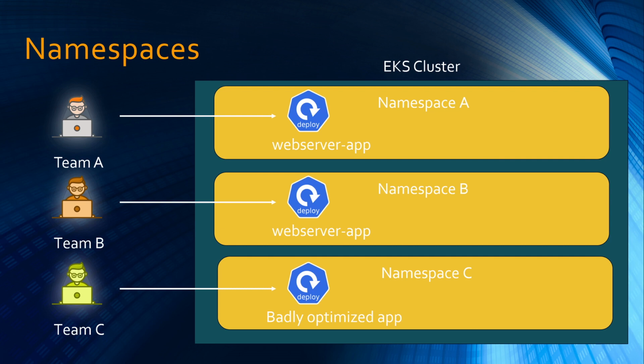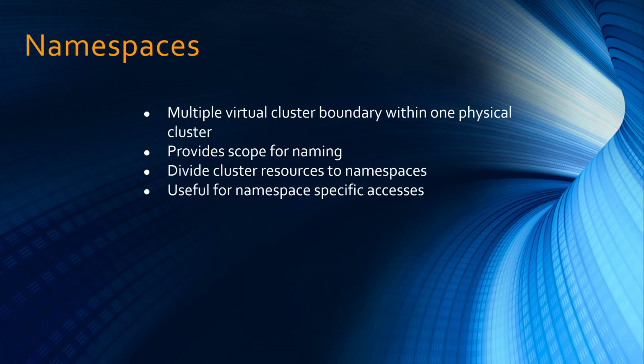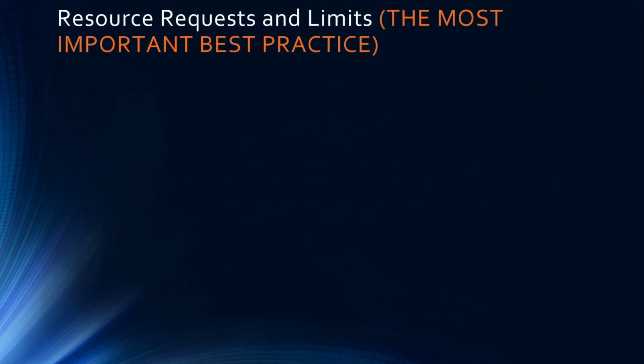Another huge advantage of namespaces is separation of resource requirements. Let's say team C is running a badly optimized application. You could allocate a specific amount of CPU and memory to this namespace so that it doesn't spill over or use up CPU and memory from namespace A and namespace B. And it is also useful for namespace-specific access.